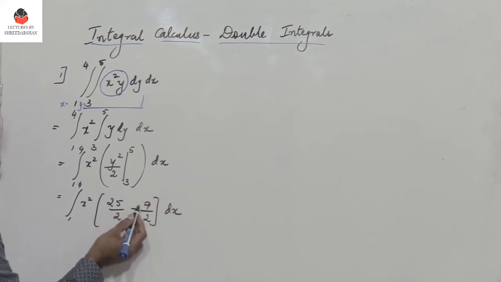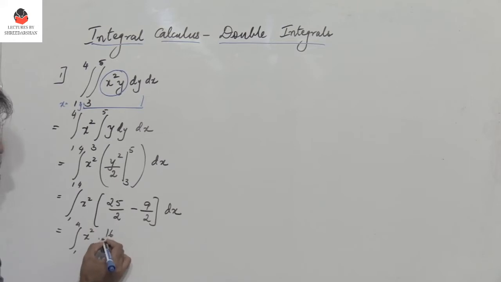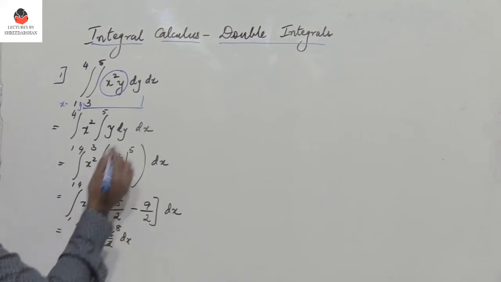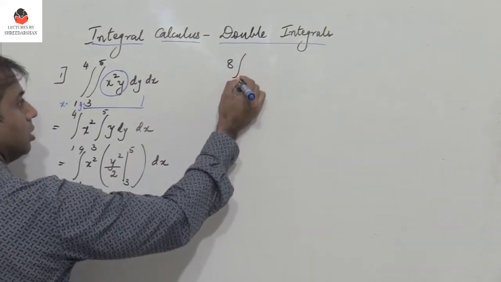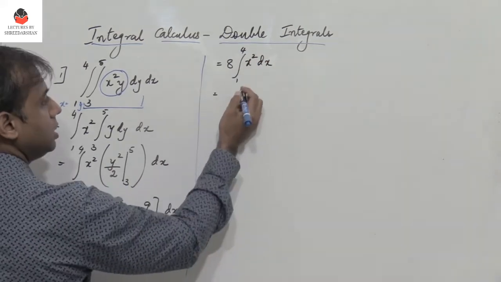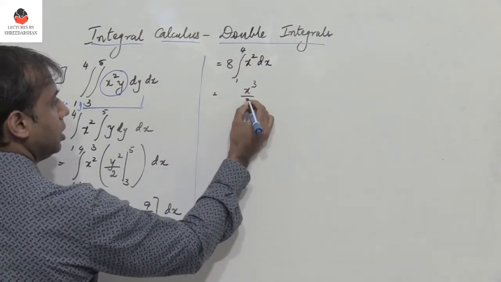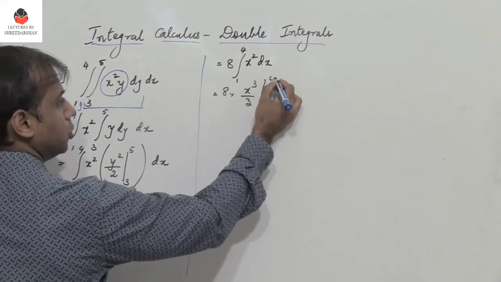So what do we have? 25 minus 9 divided by 2, which is 16 by 2. So I have integral 1 to 4 x square into 16 by 2 dx. So this is 8. So take 8 outside. So you have 8 into integral 1 to 4 x square dx. Integral x square is x cube by 3 with the limits varying from 1 to 4.